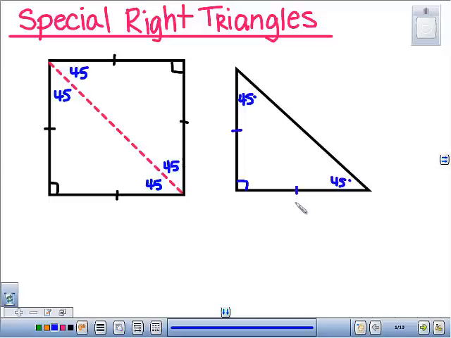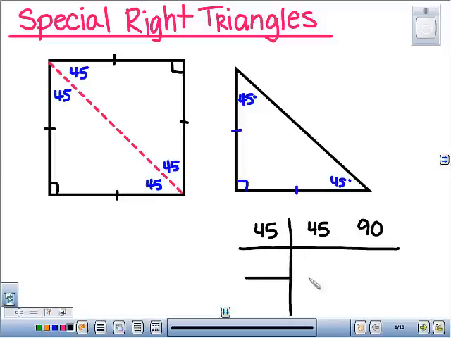Now, what's special about it is that you only have to know one side and you're able to find the other two missing sides. Normally in a right triangle you have to know two sides and you can find the third missing side, and you would do that using the Pythagorean theorem. But that's why these are special. You don't have to use the Pythagorean theorem and you only have to know one side.